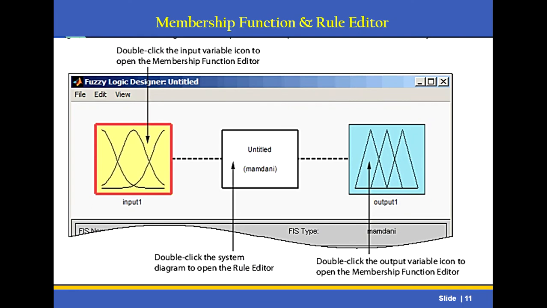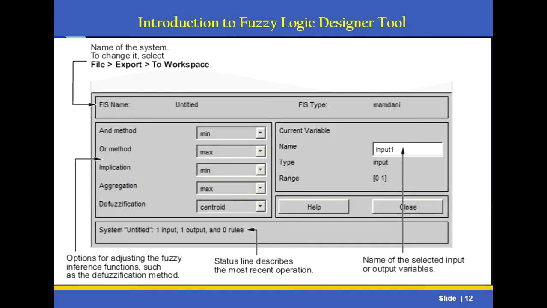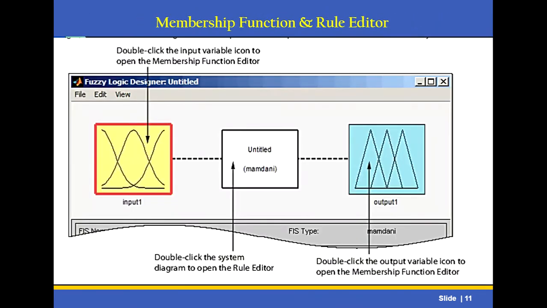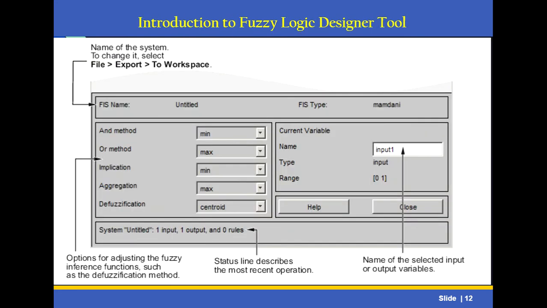Here are the membership function and rule editor blocks. If you double click on input, these are the input blocks. If you double click on input, you can get the input variable icon to open the membership function editor. This is untitled. You can choose either Mamdani or Sugeno type system. If you double click on that, you can open the rule editor. Then this is the output block. If you double click the output variable icon, you open the membership function.